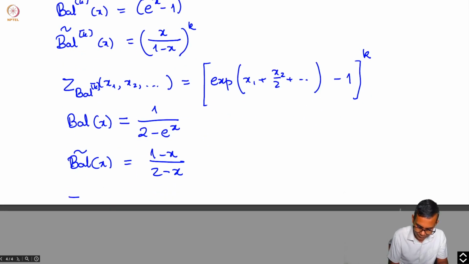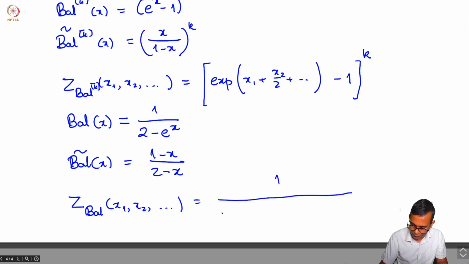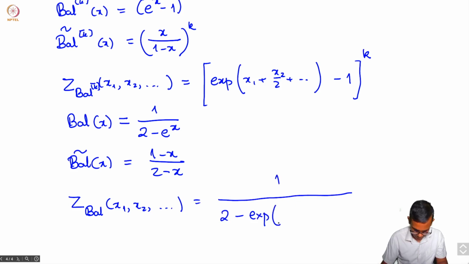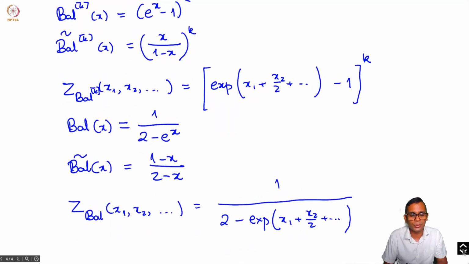And the cycle index generating series is given by 1 over 2 minus e to the power of (x1 plus x2 by 2 and so on). So you see, by just understanding combinatorial structures bijectively, species allow you to compute their generating series and therefore count the number of structures very, very easily.